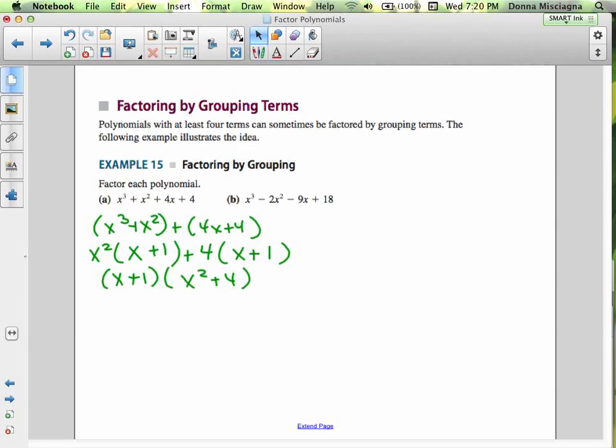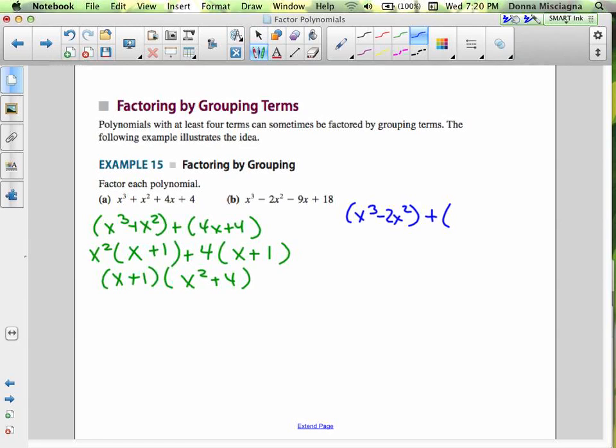All right, so the first 2 are a group: x cubed minus 2x squared. Don't forget to put a plus and make the negative go with the 9. So the second 2 are a group: negative 9x plus 18. Factor out our greatest common factor. The first group is divisible by x squared. X cubed divided by x squared is x. Negative 2x squared divided by x squared is negative 2.